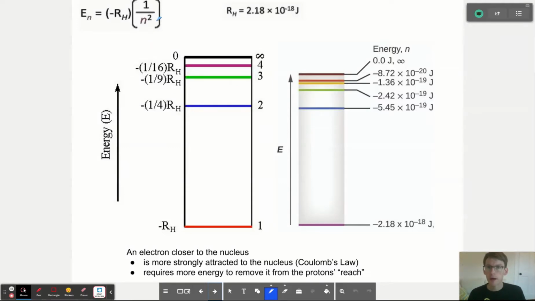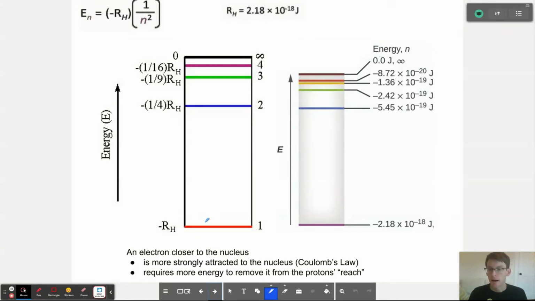If we're talking about the hydrogen atom, the potential energy of the electron is calculable through a relatively simple equation, which is right up here. What this says is that at energy level n, the potential energy is equal to negative Rydberg's constant times 1 over n squared. Rydberg's constant is listed right here, 2.18 times 10 to the negative 18th joules.